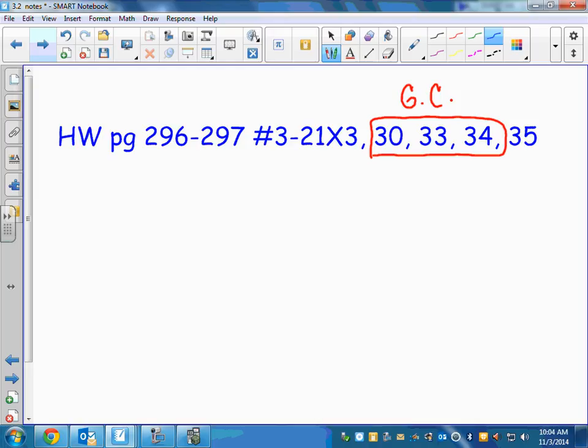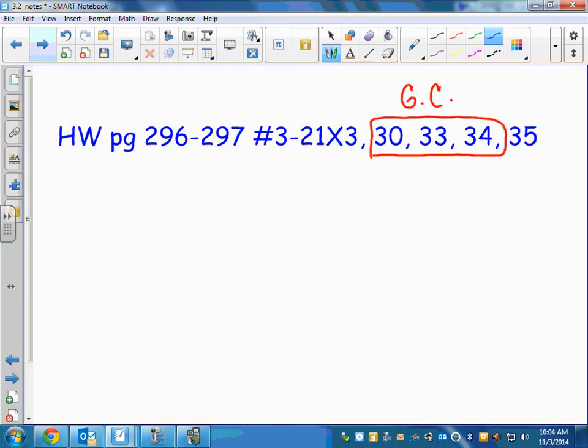Graphing calculator. 30, 33, and 34 are like the ones that we did on the graphing calculator where we found the intersection. So what I want you to do is set them up, like have them ready to do on the graphing calculator, and as soon as you come in tomorrow, instead of waiting for me to say, let's get started, grab a graphing calculator and see if we can get them solved, or you can guess and check and see where it intersects.